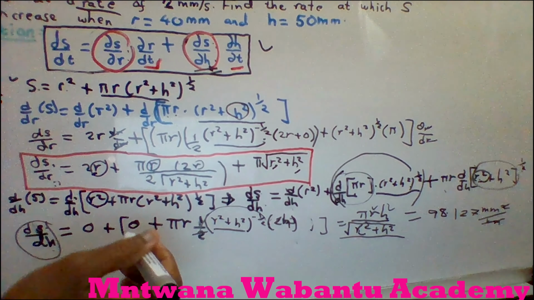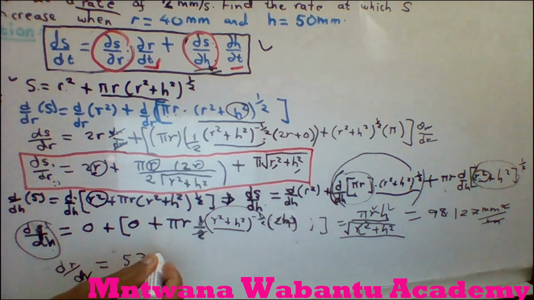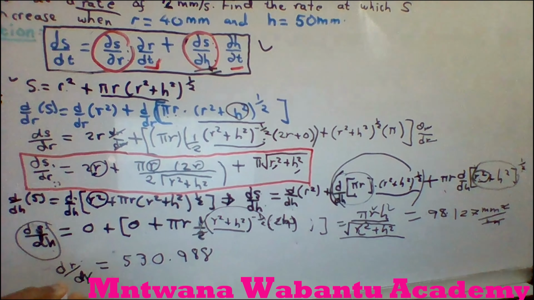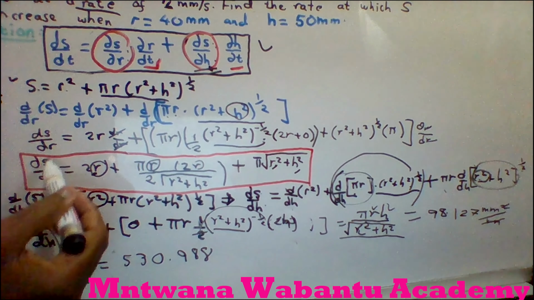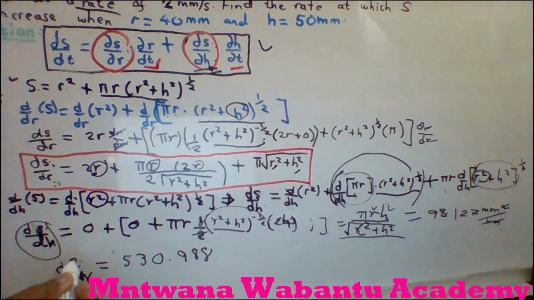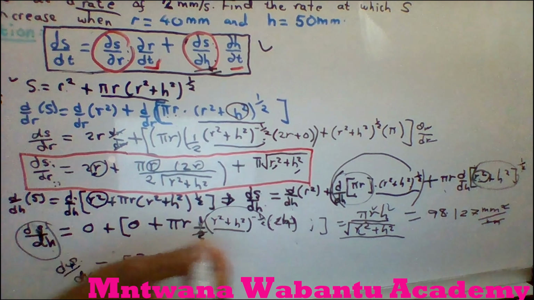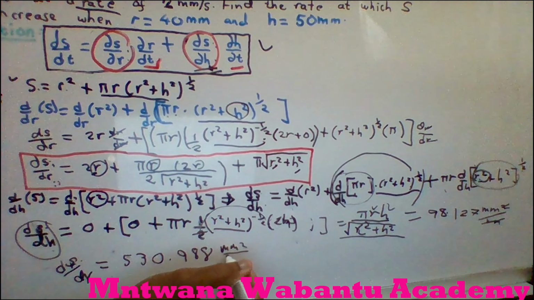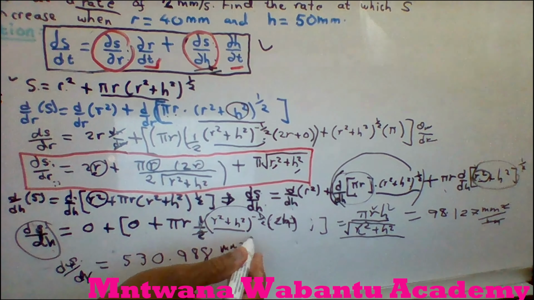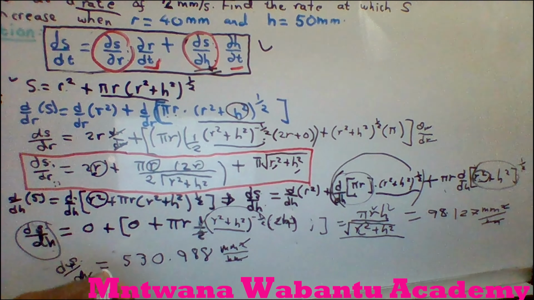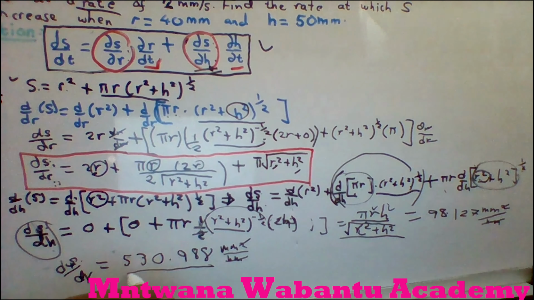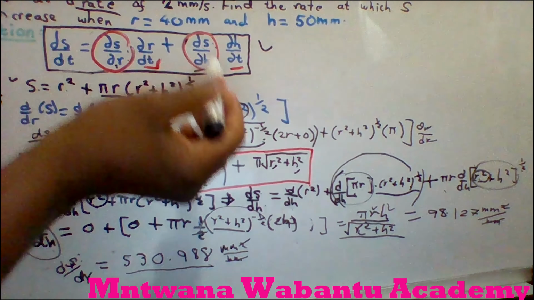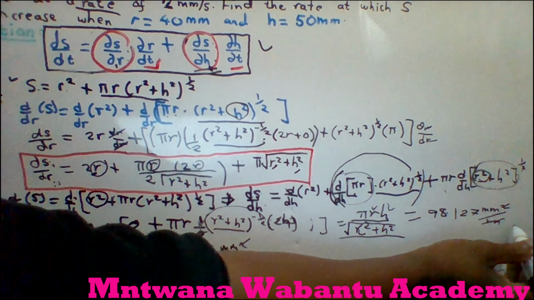ds dr equal to 530.988. Excuse me, ds dr, apologies. What is s? S is surface area, so it is millimeter over r. R is the radius, which is millimeter in this case. 1 millimeter, go. So our ds dr equal to 530.988. So ds dr we have already. The ds dh, we have, which is this one already.